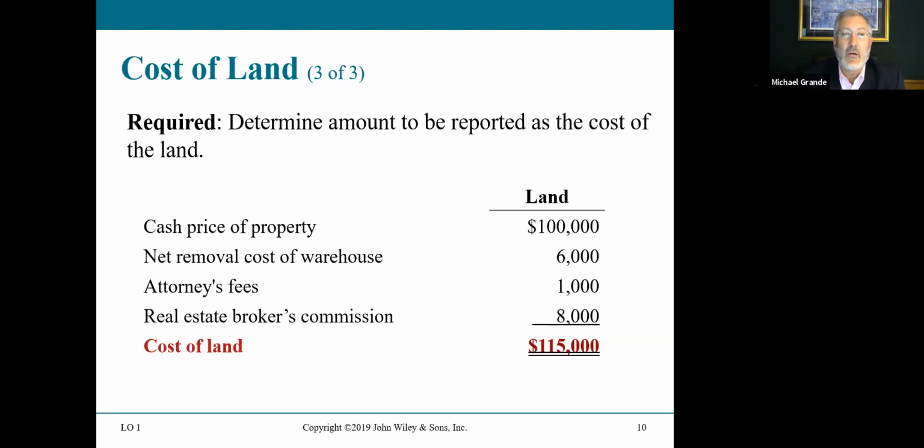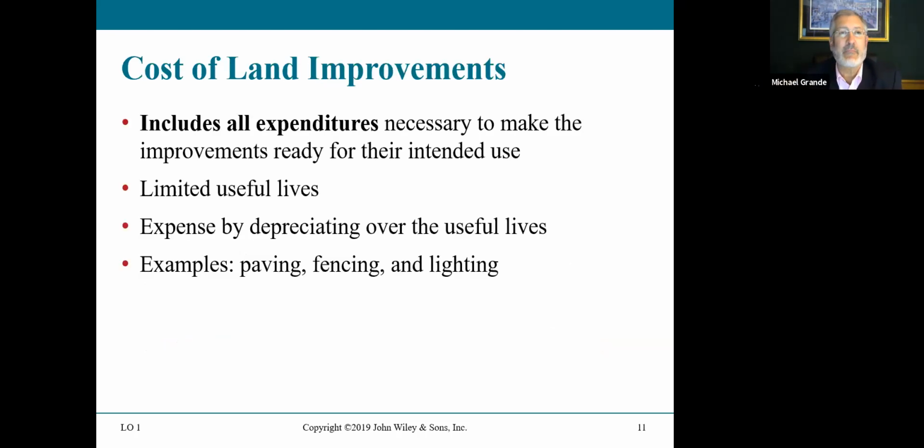The removal of the warehouse is not a current expense. The attorney's fees is not an expense. The real estate broker's commission is not an expense. It's part of the asset of land.